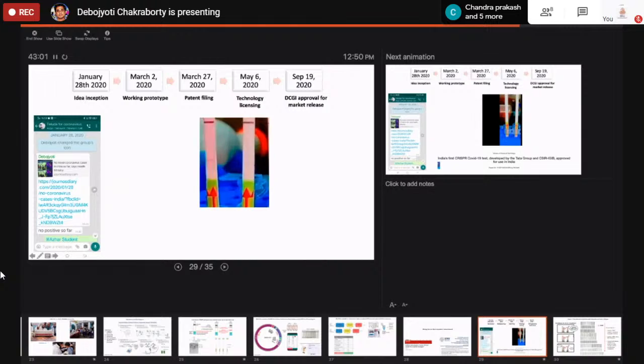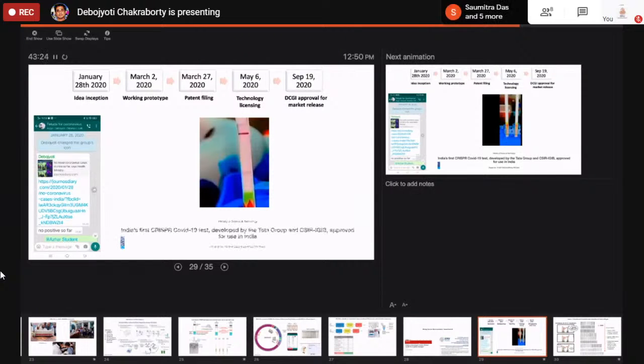But yeah, this all works in the lab. You can do it thousands of times in the lab, but what are the changes that need to be done to make it work every single time in the hands of a consumer? That's where we spent the next 6-7 months. We filed a patent on 27 March, licensed the technology to Tata on 6th May, and of course on September 19, DCGI approved it for market release.